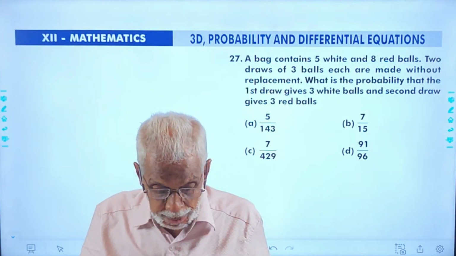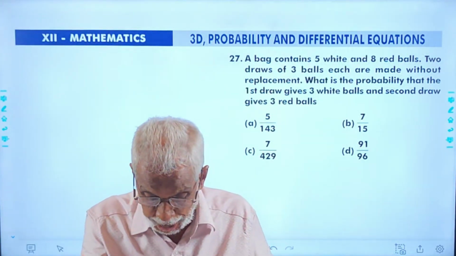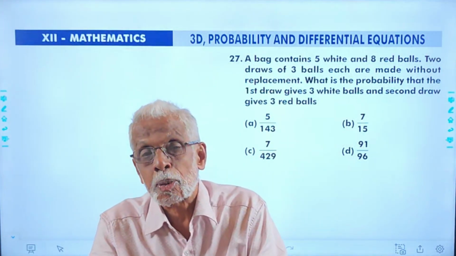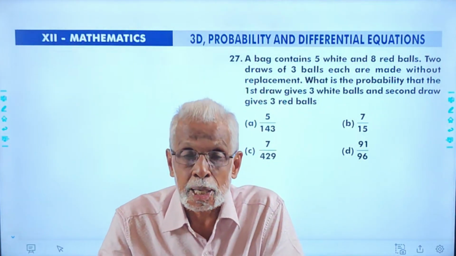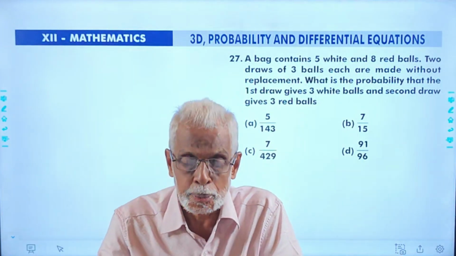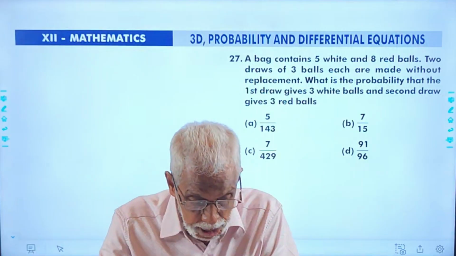Then, similarly, we can find probability of B. Then what is the required probability? Required probability is conditional probability, P of A by B. That is P of A intersection B by P of B. Simplifying, we get the correct choice as C.